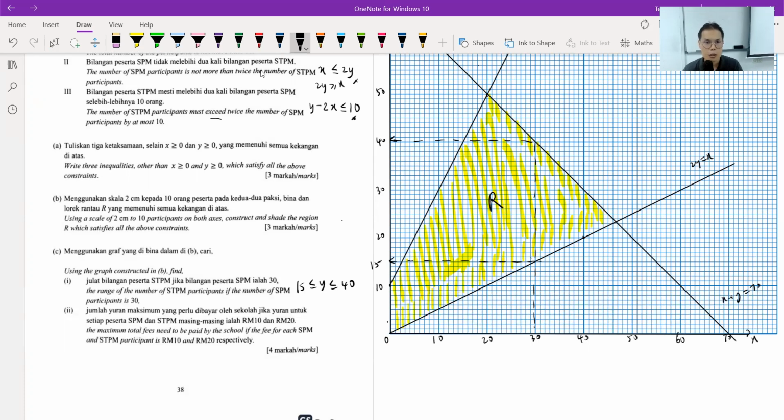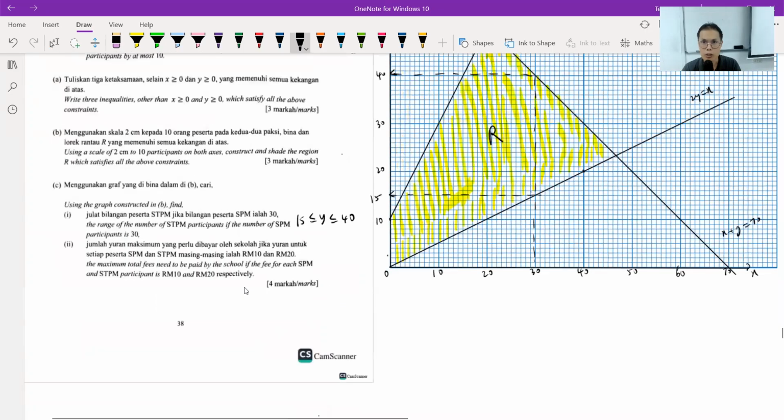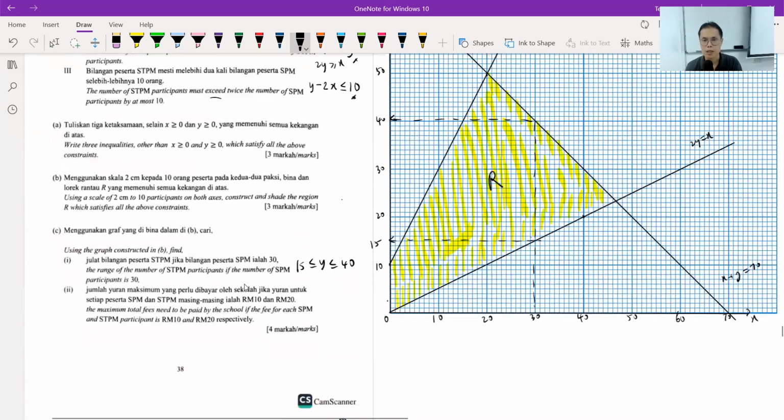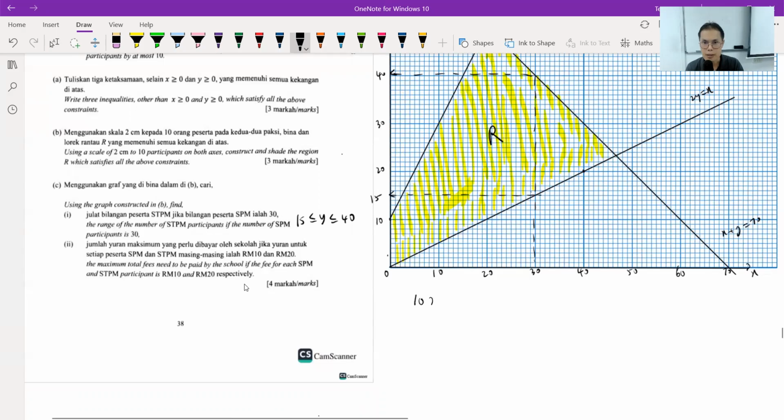Okay, next, the maximum total fees needed to be paid by the school for each SPM, STPM participant, if the fees for each SPM, STPM is 10 and 20. So here we have to form what we call an objective function. Now let me do it over here. SPM is 10, STPM is 20. The result is K. K is your total fees. So we want to find the maximum value of K. So for me, I always change this to y equals mx plus c. This is negative 10x plus K. As I divide by 20, this is negative half x plus K over 20.